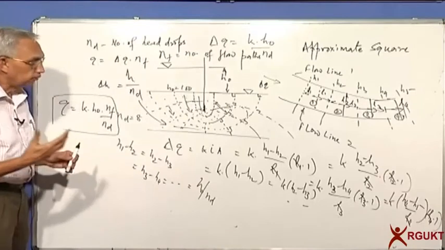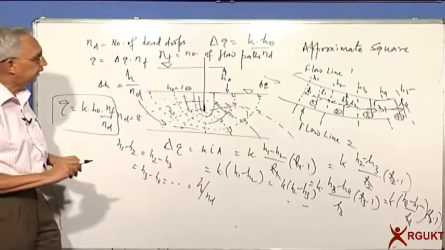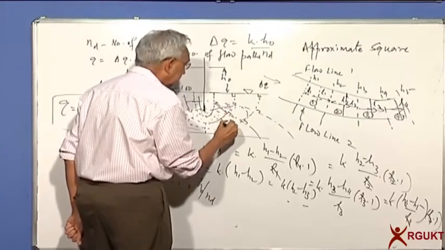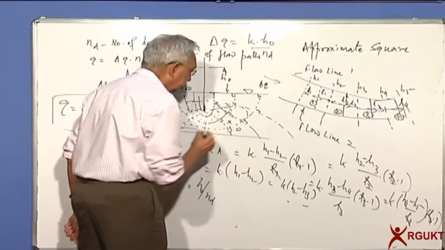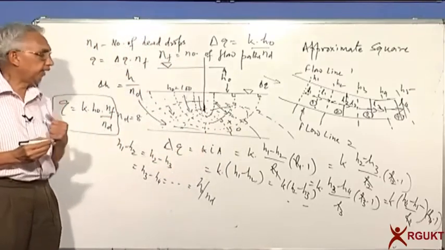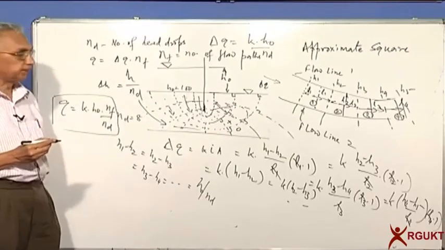So this is how we easily calculate the flow. Similarly, let's say I want to find out what is the head drop or the head loss at any point. Let's say this is O. What will be the potential or head? I can easily interpolate between any two equipotential lines.